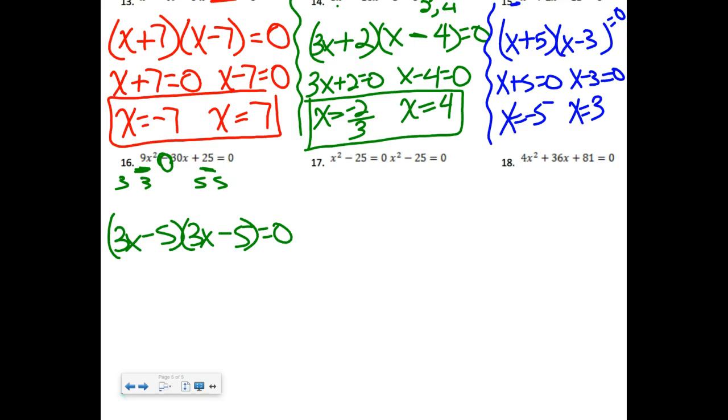Now, this, remember, is a special one, where these two are the same thing. So I really only need to solve this once. Reminder, that means it's hitting the x-axis at the vertex. So I'm going to solve this, and I'm going to get positive 5/3.